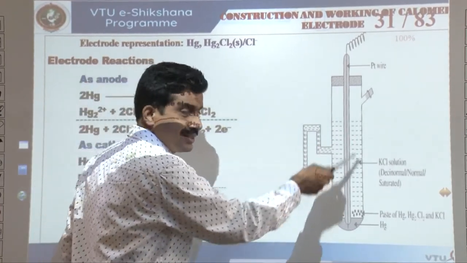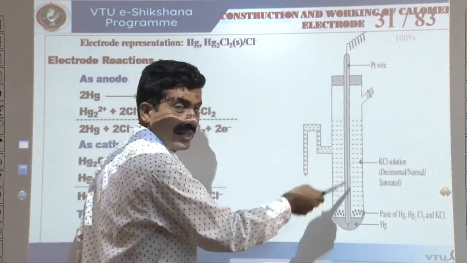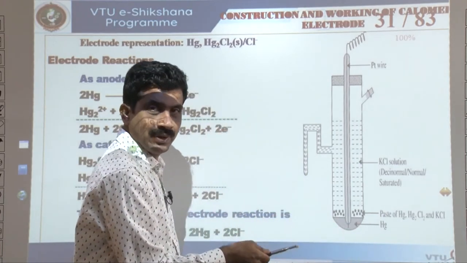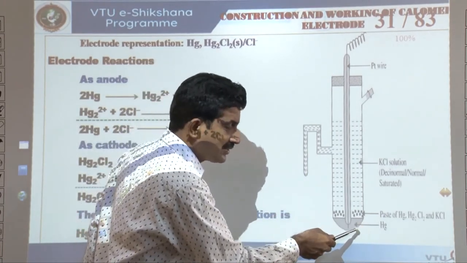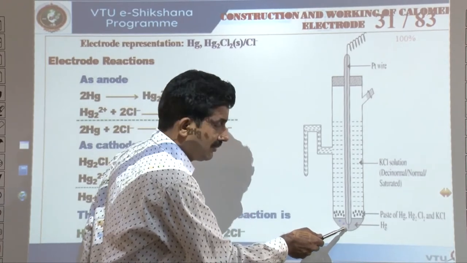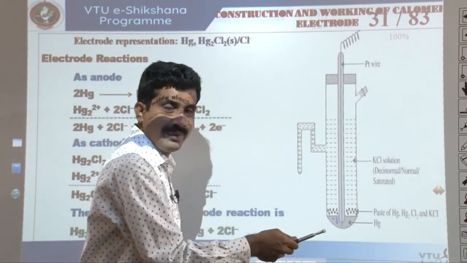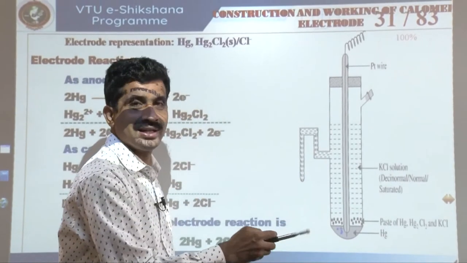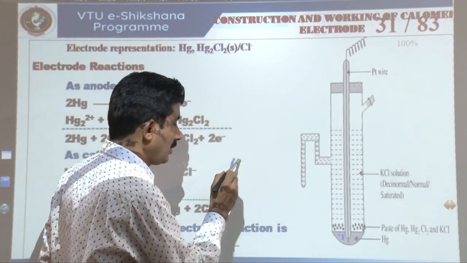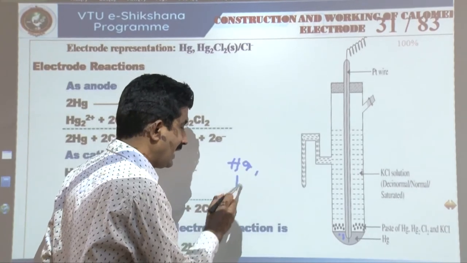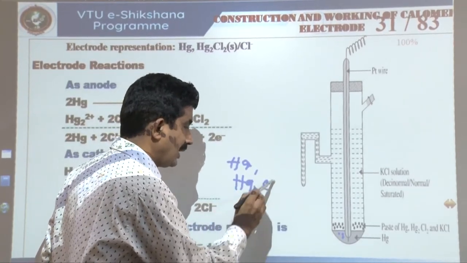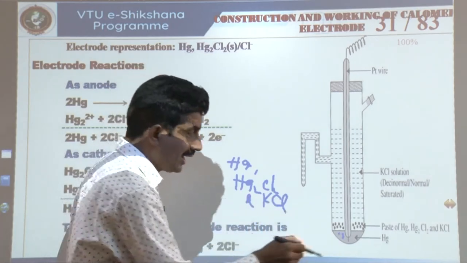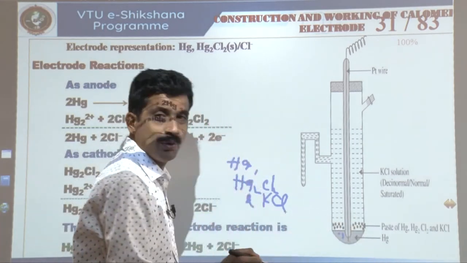It consists of a glass tube. At the bottom of the tube, mercury is placed. Then above the mercury, a paste of mercury, mercurous chloride and KCl is kept. Mercury, Hg2Cl2 and KCl are ground into a fine paste, and that paste is placed exactly above the mercury.